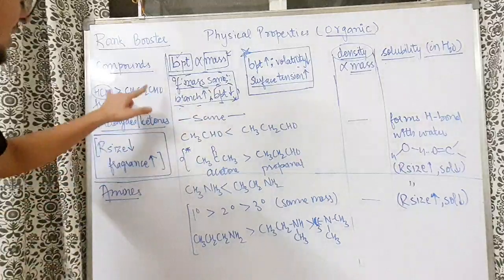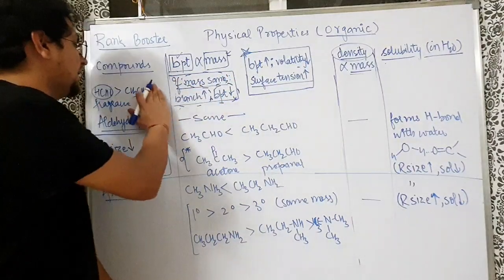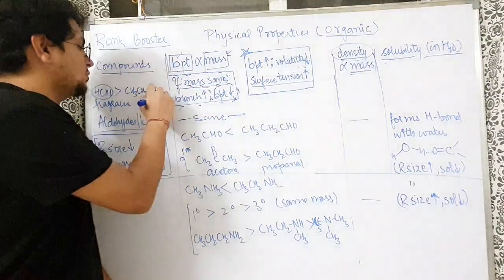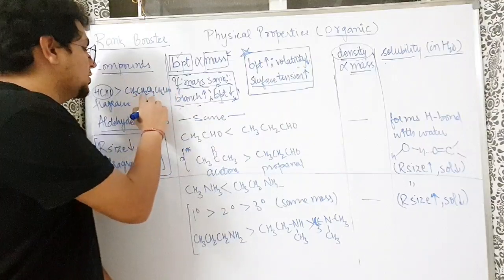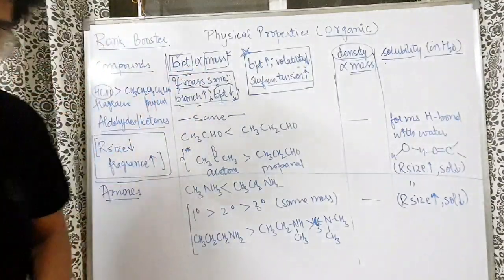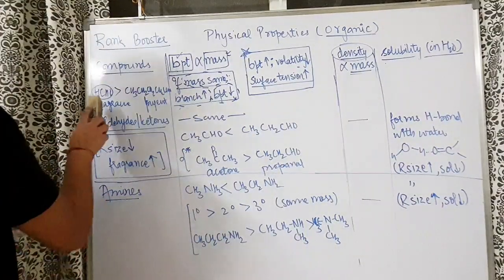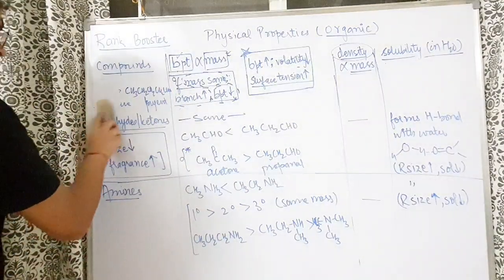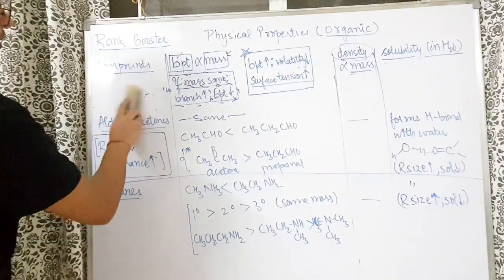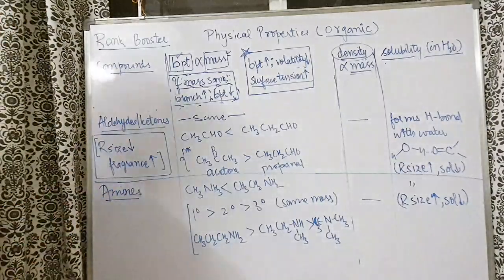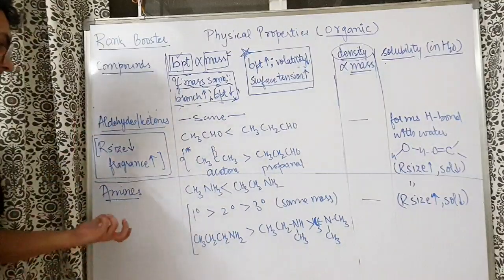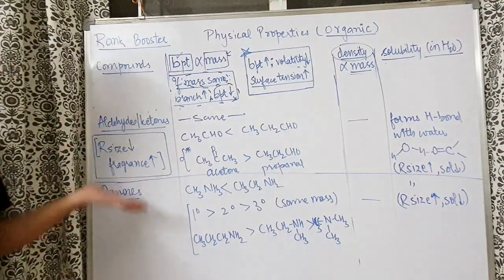But as the chain size increases, for example, if I take CH3CH2CH2CHO, this has a highly pungent smell. So this question can come: which of the following has the least pungent smell, the most fragrant smell? This kind of question can also come, and yes, it is important. And how to remember it? If the size of the alkyl group is decreasing in the aldehyde and ketone, fragrance will increase.